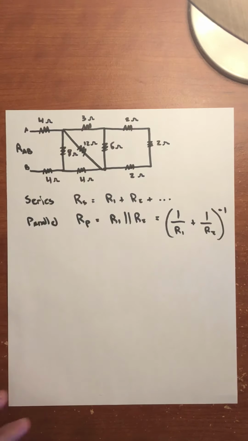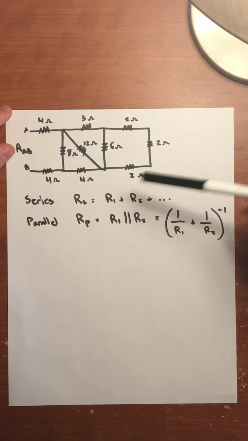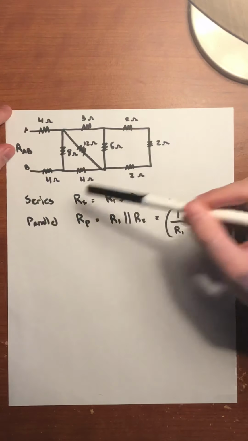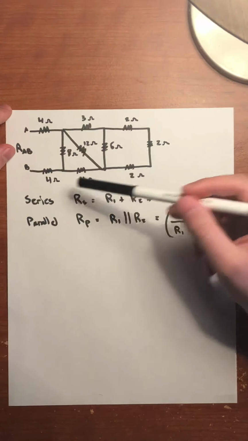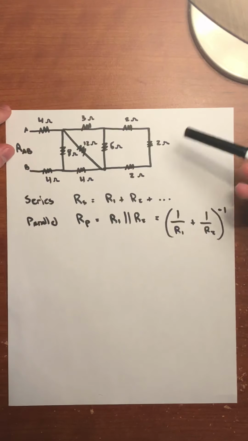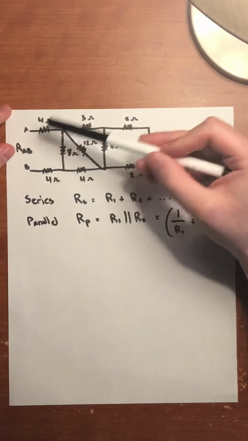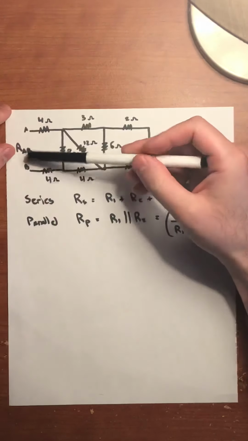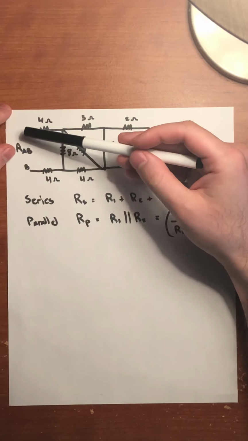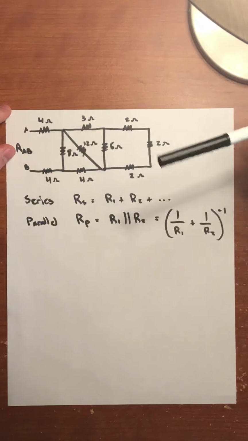Hi guys. Today we're going to be finding the equivalent resistance of a purely resistive network like this. As we can see, there are many different resistors in this network, and we want to find the equivalent resistance between the terminals A and B.